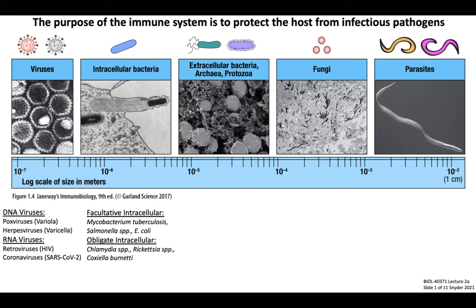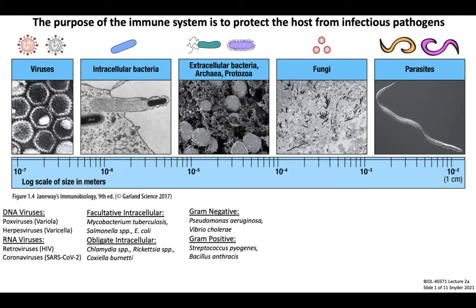Obligate intracellular bacteria include species of the sexually transmitted pathogen chlamydia, as well as rickettsia, which is transmitted through insect vectors such as mites and ticks, and Coxiella, which is a zoonotic infection transmitted from livestock to humans, which can cause a severe type of infection called Q fever.